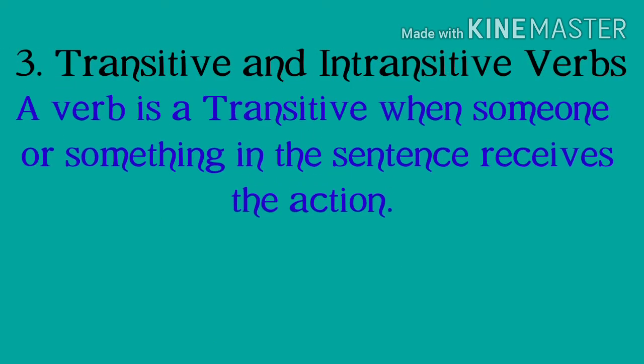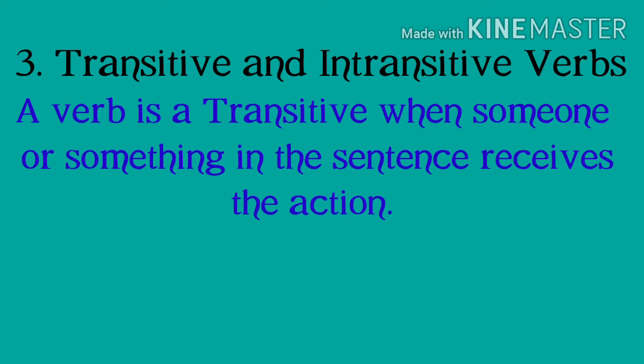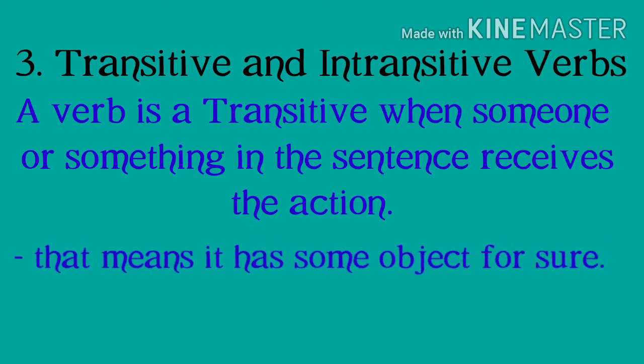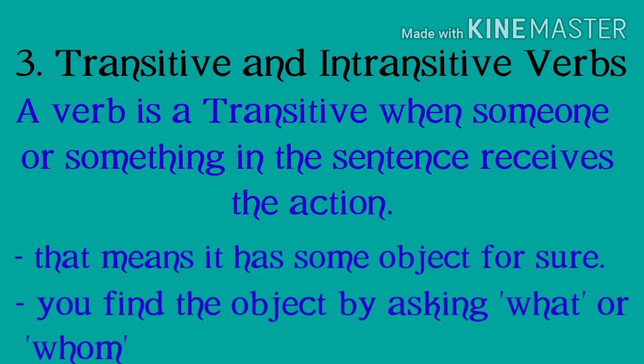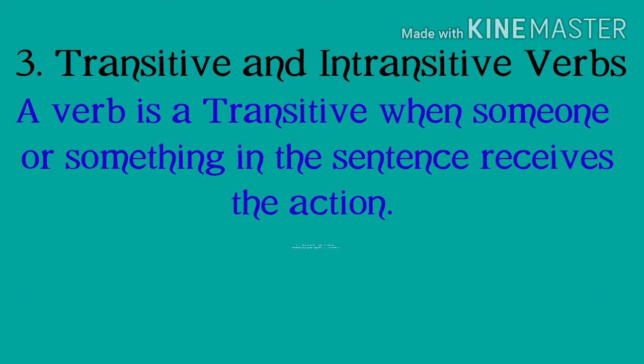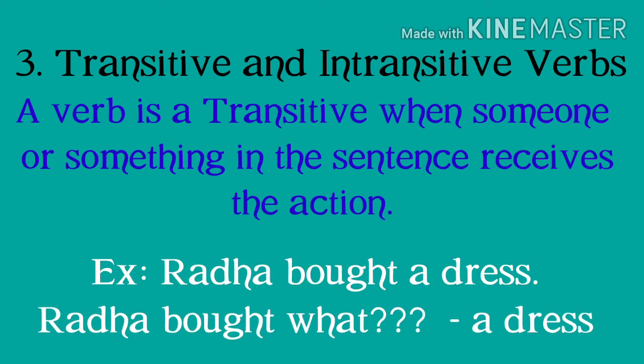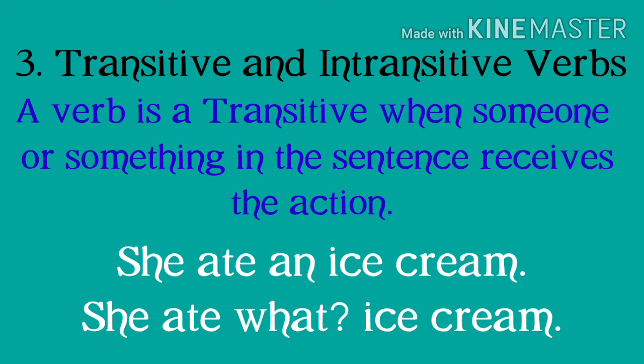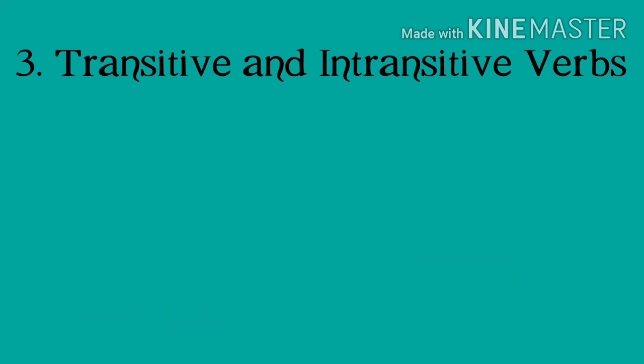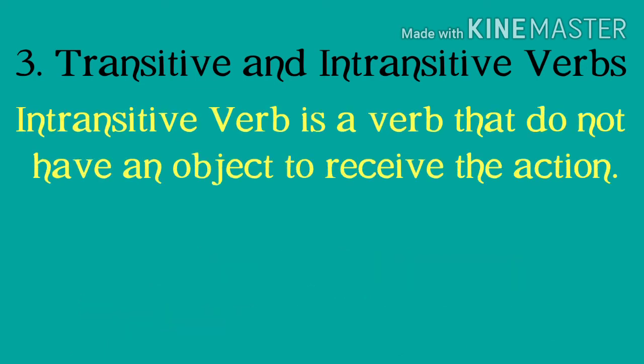Next is transitive and intransitive verbs. A verb is transitive when someone or something in the sentence receives the action. That means it has some object for sure. You find the object by asking what or whom. Example, Radha bought a dress. Radha bought what? A dress. Next example, she ate an ice cream. She ate what? An ice cream.